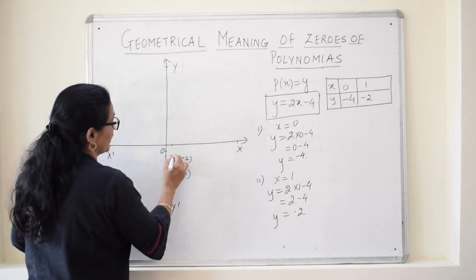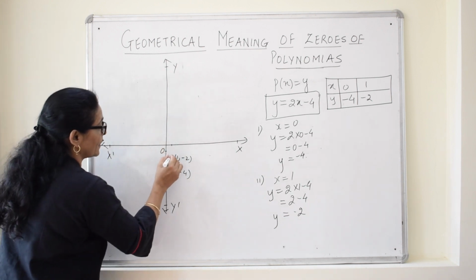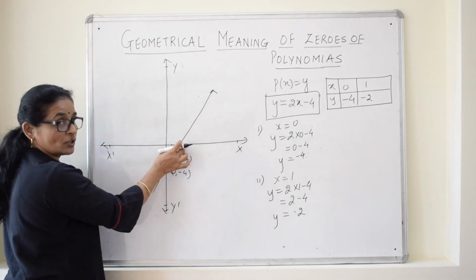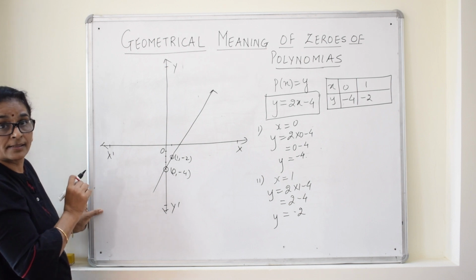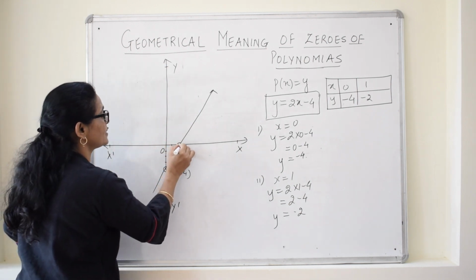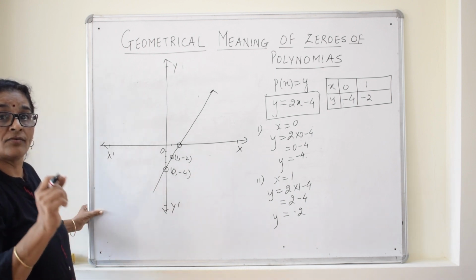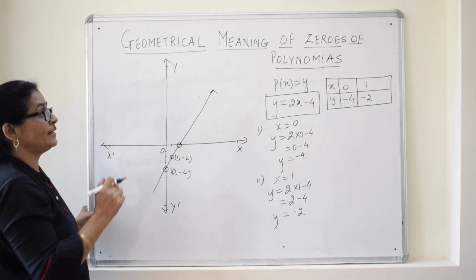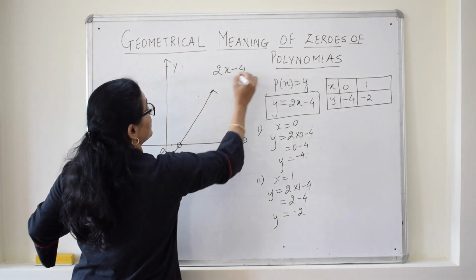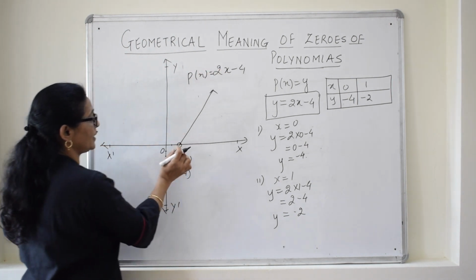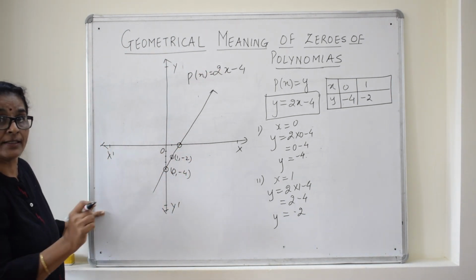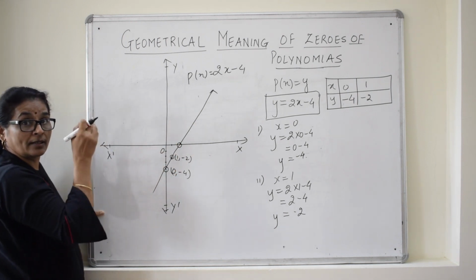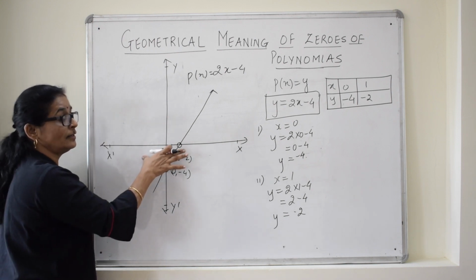Now by taking these 2 points, if we join them and draw a line, we will see that this line is going to cross or intersect the x-axis. That point is very important, and the x coordinate of that point will be called geometrically the zero of this linear polynomial 2x minus 4. Because the meaning of the zero of a polynomial geometrically is the x coordinate of that point where the line or the graph touches or intersects the x-axis.